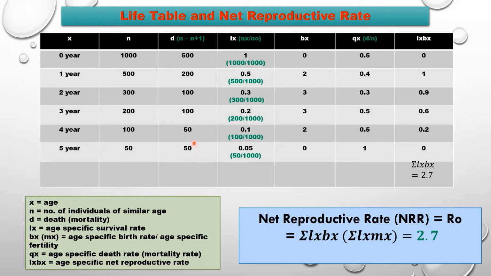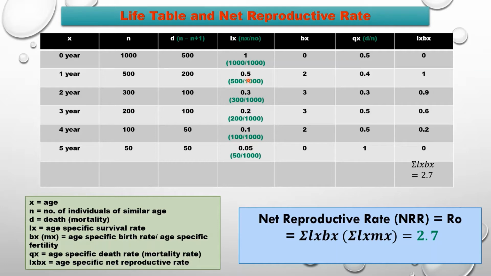Next is LX. LX means NX by N0. N0 means 1000. Here NX is 1000 in 0 year, N0 is also 1000. So 1000 by 1000, that is 1. LX in 1 year: here NX is 500 and N0 is 1000. So 500 by 1000, 0.5.